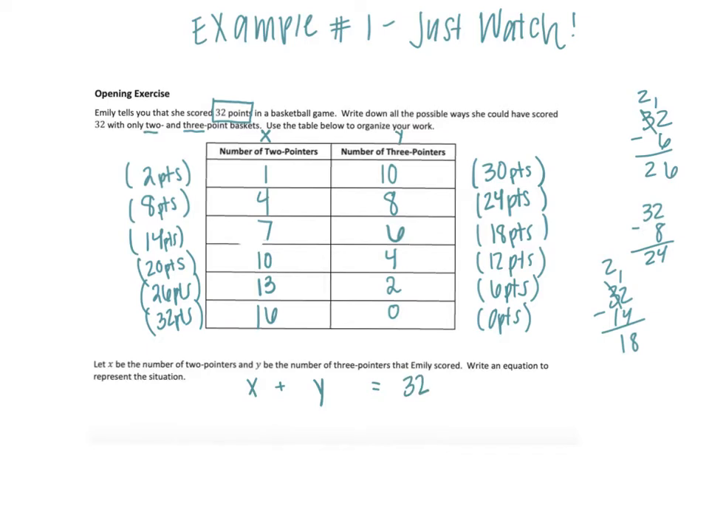But there's something I'm missing from here. Each 2-pointer is worth how many points? Well, each 2-pointer is worth 2 points. So 2 times x is going to be part of my equation. And each 3-pointer is worth 3 points. So this is how my equation is going to look: 2x plus 3y equals 32.